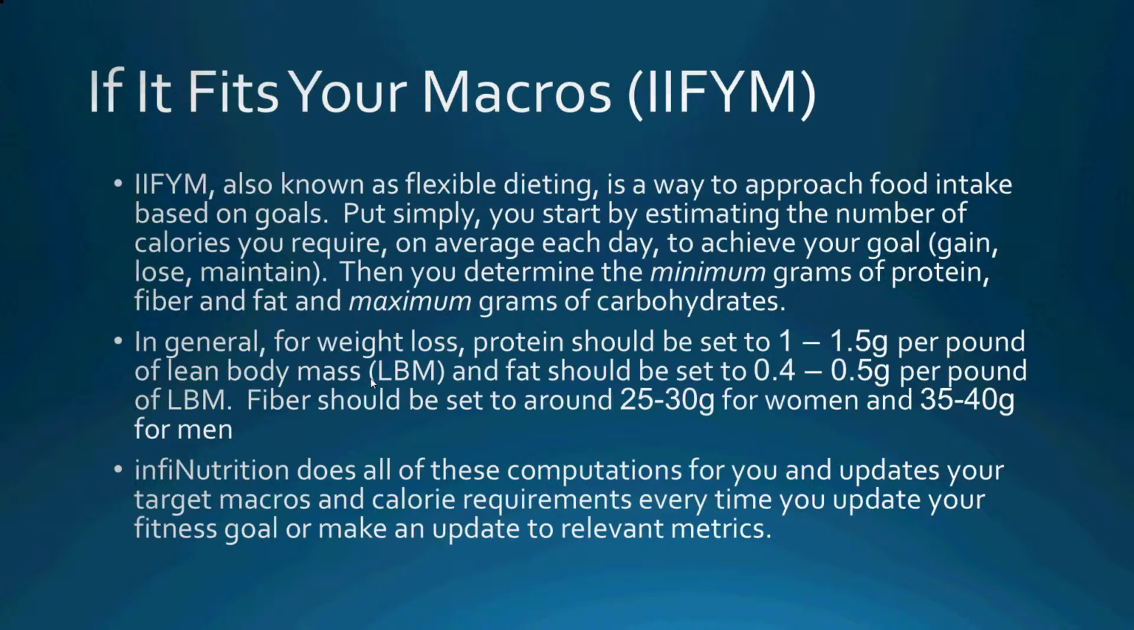So in general, for weight loss, protein should be set to 1 to 1.5 grams per pound of lean body mass, and fat should be set to 0.4 to 0.5 grams per pound of lean body mass. Fiber should be set to around 25 to 30 grams for women and 35 to 40 grams for men. Nutrition does all of these computations for you and updates your target macros and calorie requirements every time you update your fitness goal or make an update to relevant metrics.